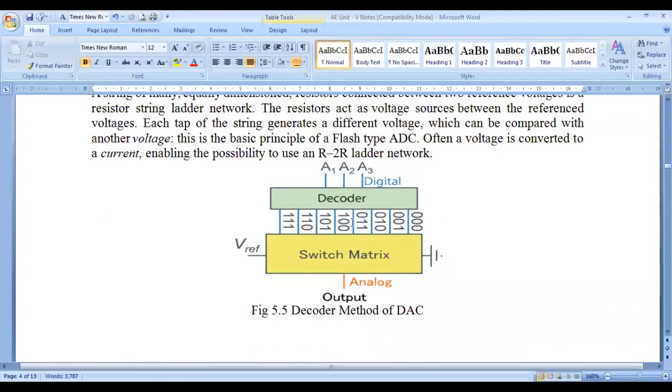and the output of the decoder is given to a switching matrix. In the switching matrix, only a number of resistors will be used. Reference voltage is given here, with positive terminal and negative terminal available. The switching matrix contains a group of resistors and an op-amp which gives the analog output.